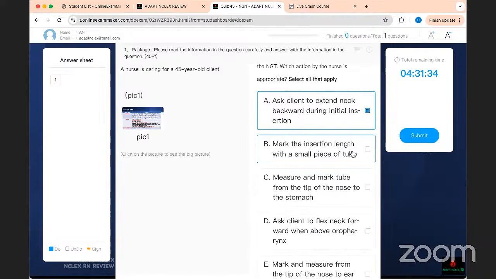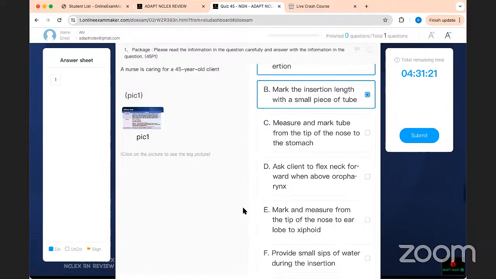Mark the insertion length with a small piece of tape. You should not mark the NG tube with any marker except small tape that you can take off. So this is good. Measure and mark the tube from the tip of the nose to the stomach.